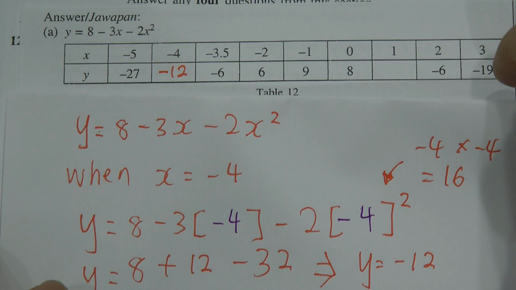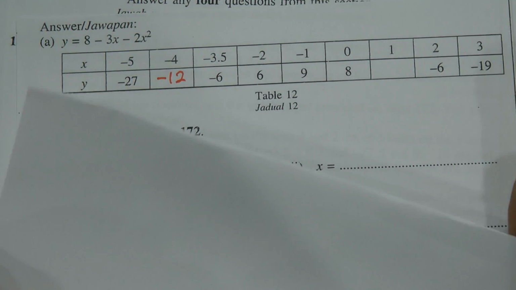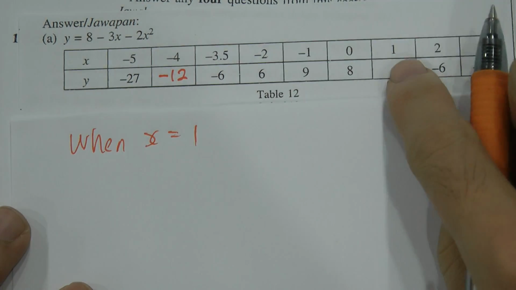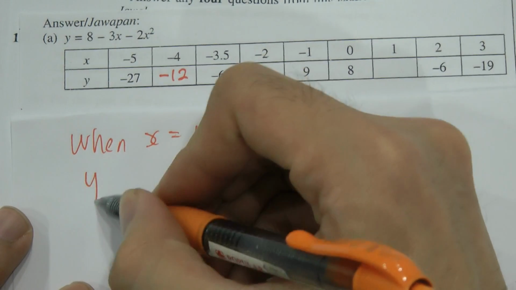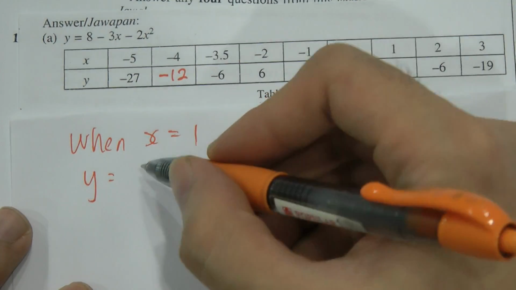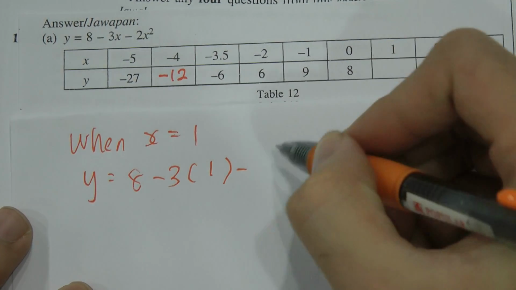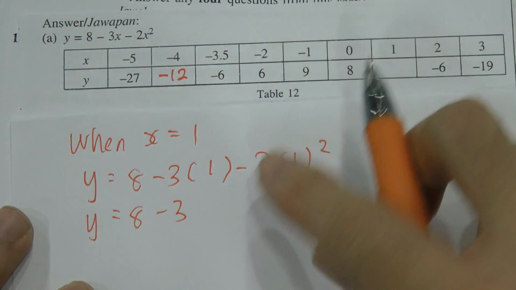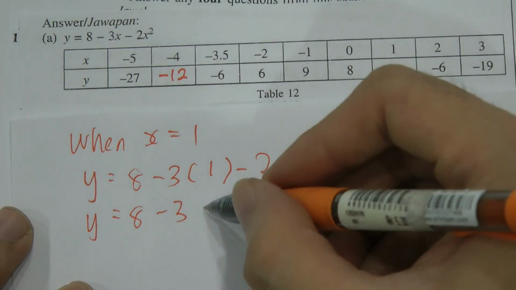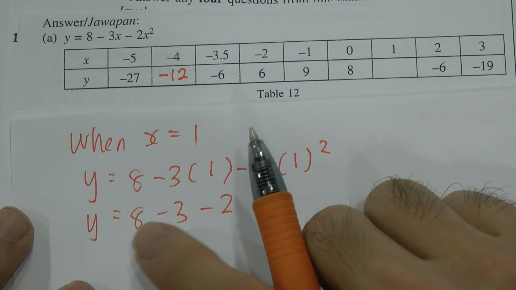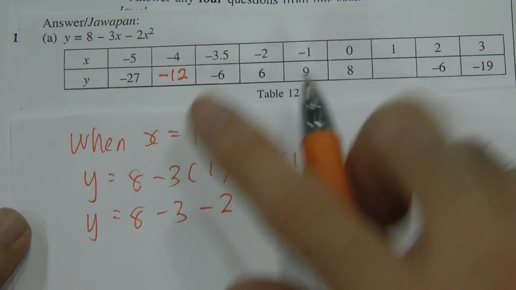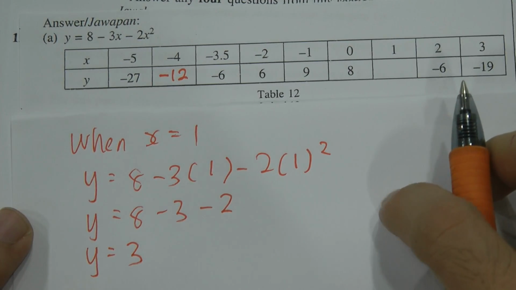Same thing happens when x equal to 1. I straight away substitute in. When x equal to 1, you want to find what the y value is. Based on this equation, y will equal to 8 minus 3 times 1, minus 2 times 1 squared. So y will equal to 8, negative 3 multiply 1 we got negative 3, negative 2 multiply 1 squared, 1 squared we got 1, negative 2 multiply 1 we got negative 2. Therefore, 8 minus 3 minus 2: 8 minus 3 we got 5, 5 minus 2 we got 3. So y will equal to 3. That's all. You just write 3 here.